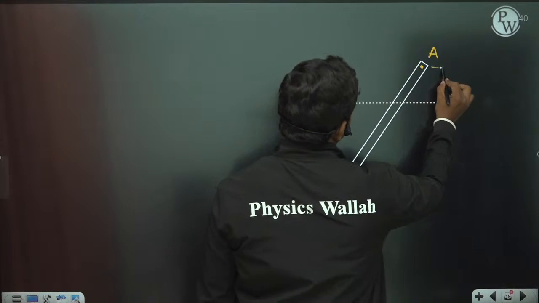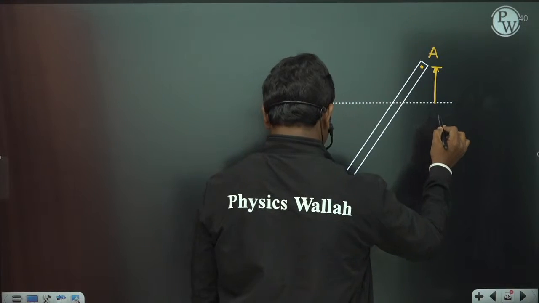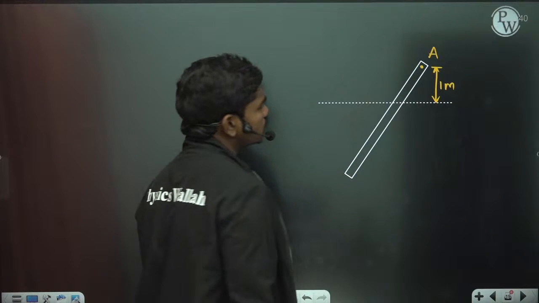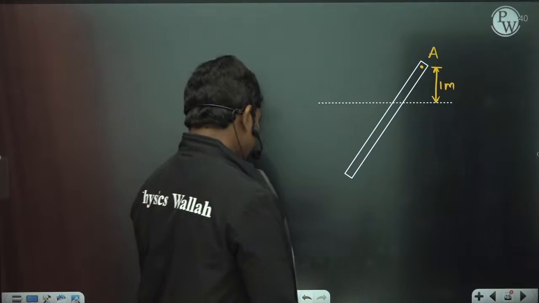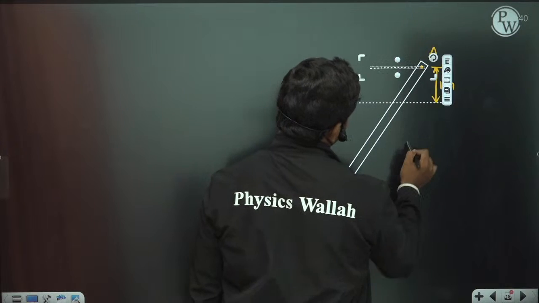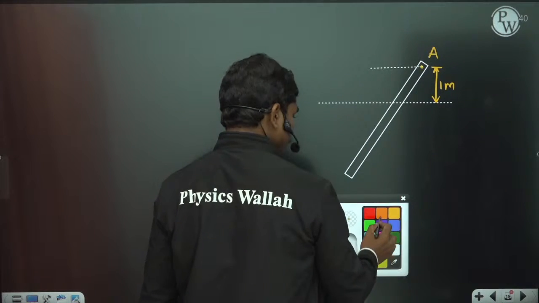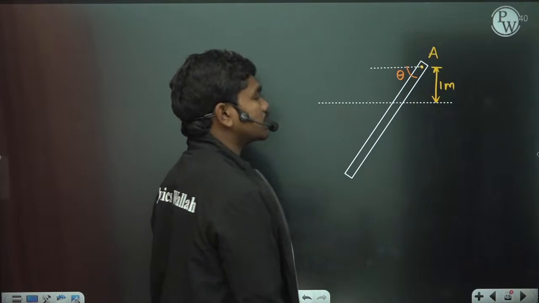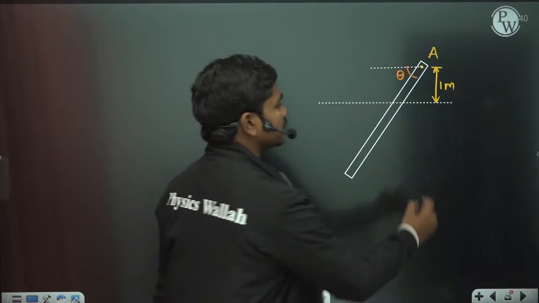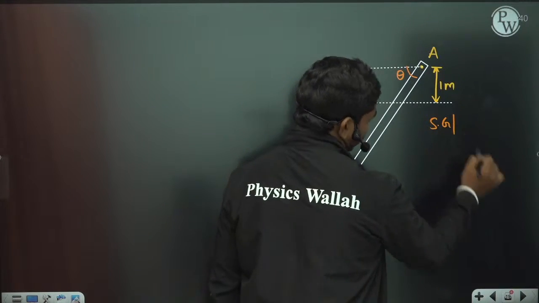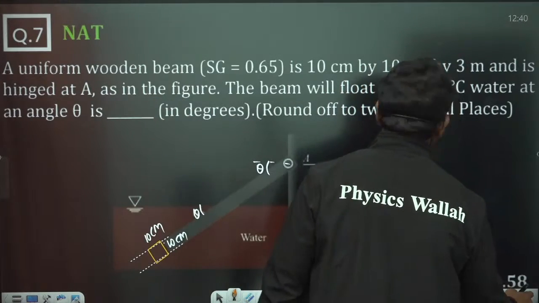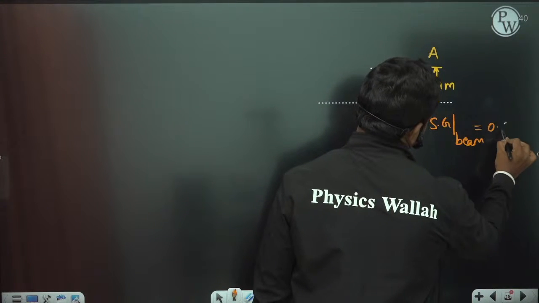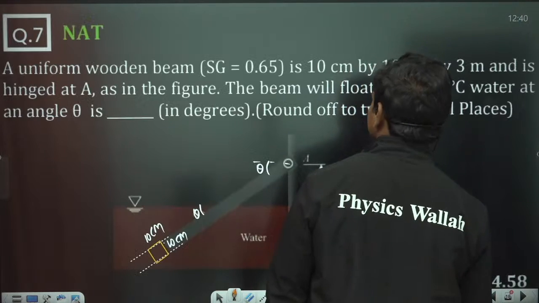It's given that this height is 1 meter, and this angle with the horizontal is theta. If this angle is theta, then they have given you the specific gravity of the beam. Specific gravity of the wooden beam is 0.65. If this is 0.65, then let us see what the value is.